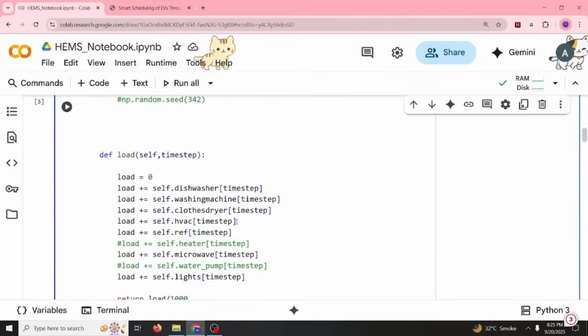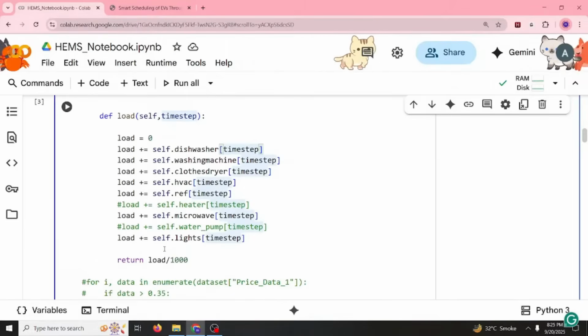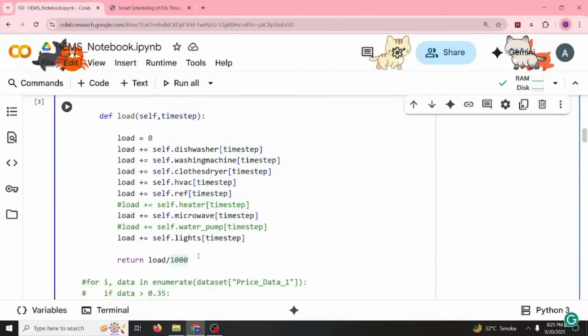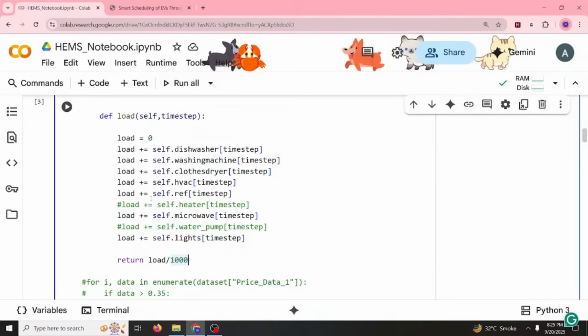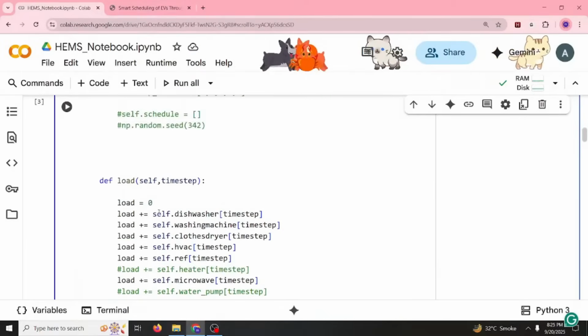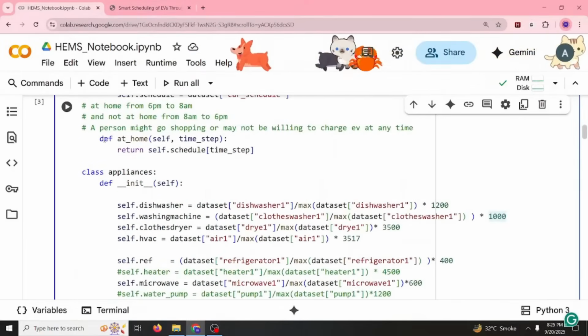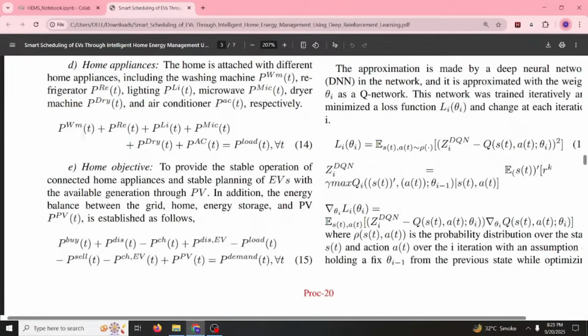Now that we have initialized these trends, what we will do? We will just get the load for a given time step t. At a given time step t, we just sum up all the available loads and divide it by 100. That means we will be using kilowatt unit overall in the system. So this class models equation 14 from the paper.